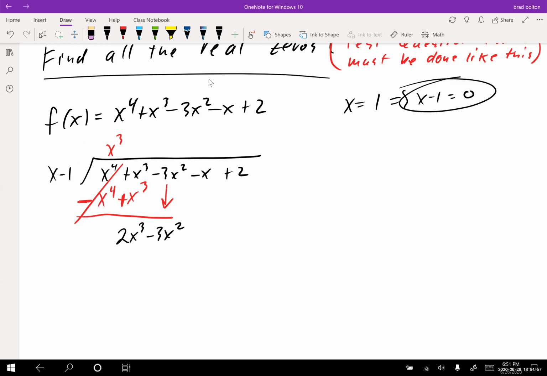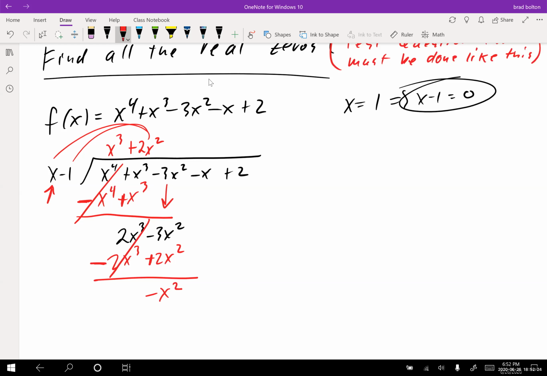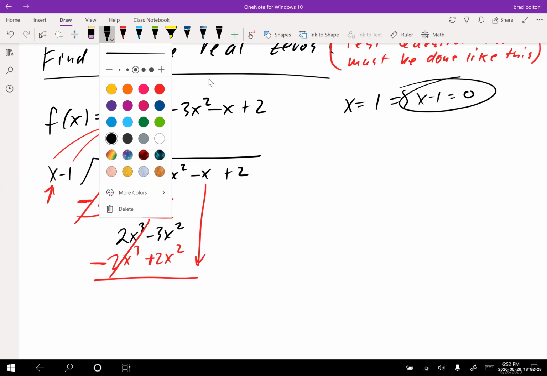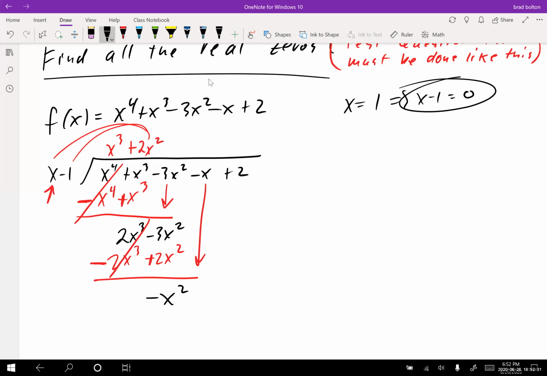Now you ask yourself the question again, what does this guy need to become the first term? Well, that needs a 2x squared. So I'm going to say plus 2x squared, okay? Now I distribute, that'll be 2x cubed minus 2x squared. But the moment I draw this bar, I flip the signs, so this will become negative and that'll become plus. That'll cancel, and then this will become negative x squared. Now we're going to bring down some help, so this will become negative x squared minus x.